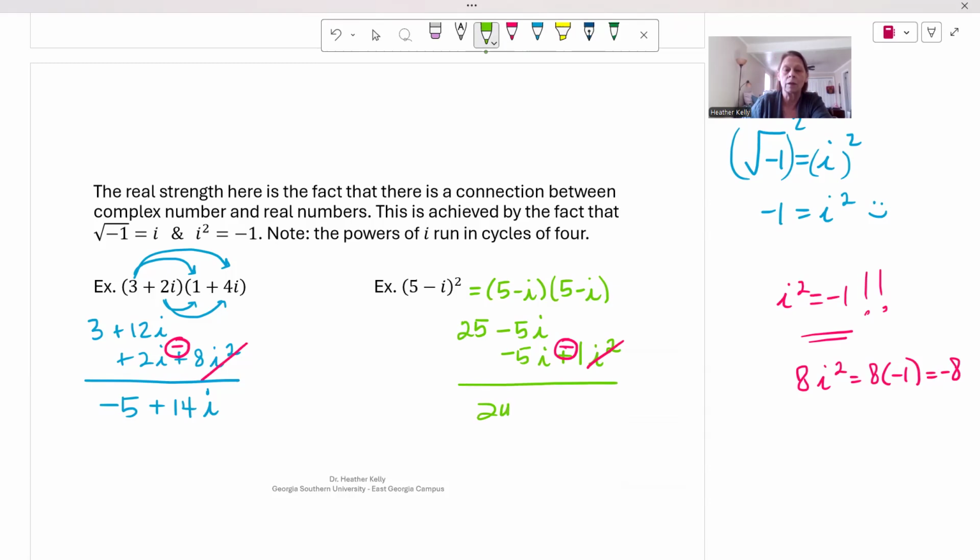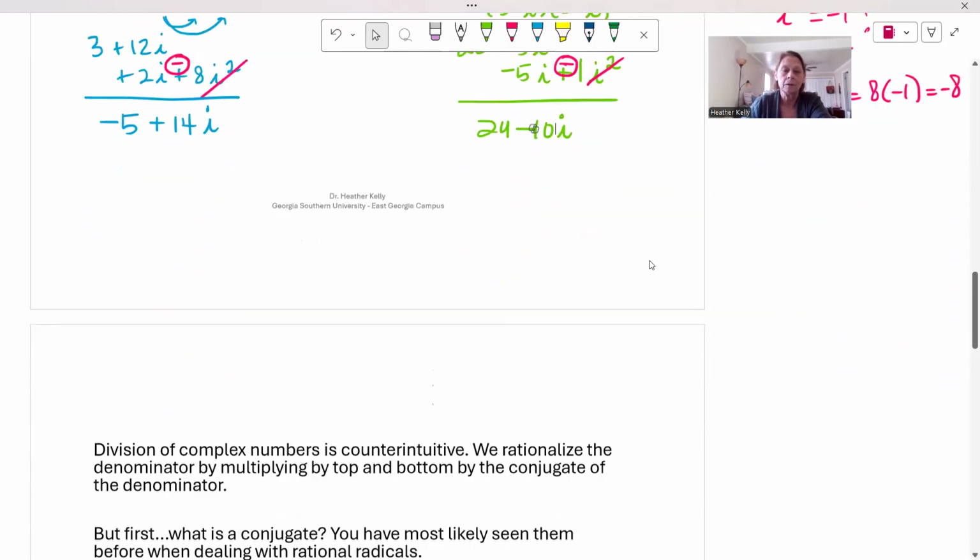So then we would have 24 minus 10i. Okay, again, nothing but a little bit of practice and you will pick this up very quickly. You know how to FOIL. So the thing to remember is the i squares are going to turn whatever that number is negative.